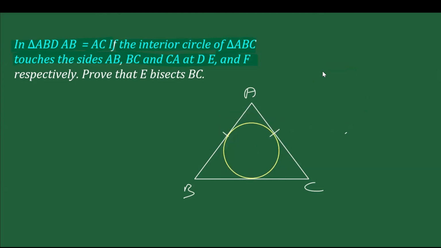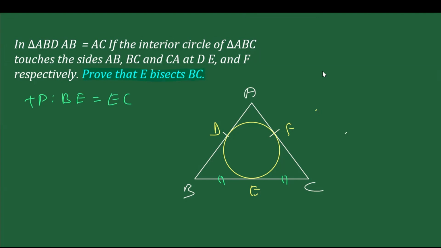So we can see that this is the point of intersection: AB at D, BC at E, and AC at F. Now check what we have to finally prove, that E bisects BC. That means we need to prove that BE is equal to EC.